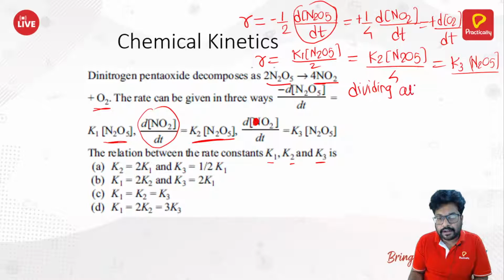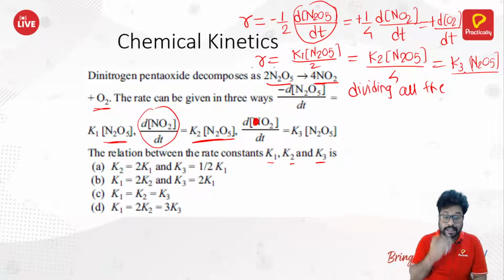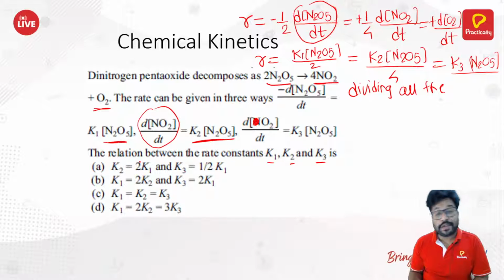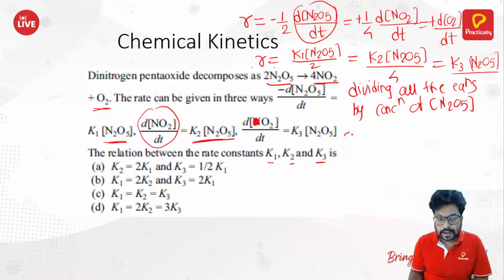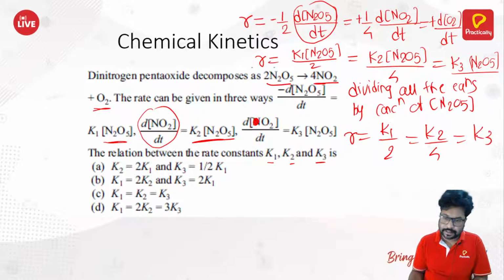Now we need to equate them, because we need to find the relationship between them. To equate them, we need to divide all the equations by the common factor, the concentration of N2O5. What do we get? R is equal to K1 by 2 is equal to K2 by 4 is equal to K3.